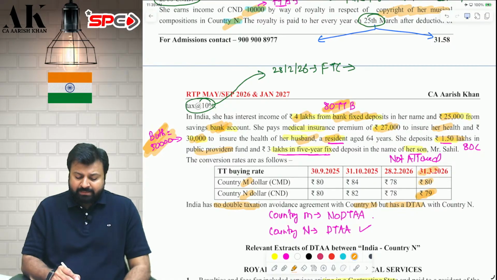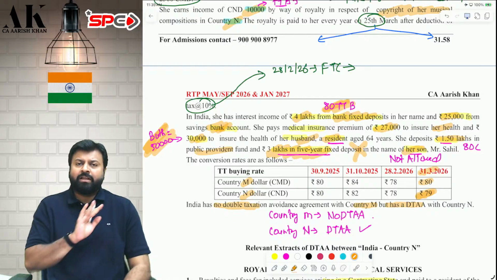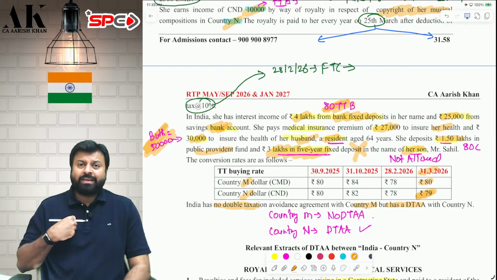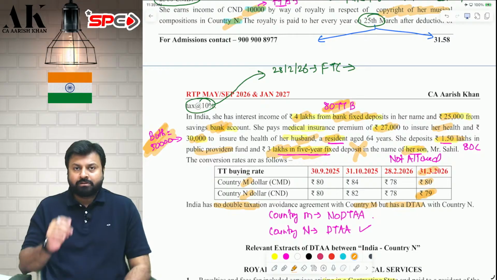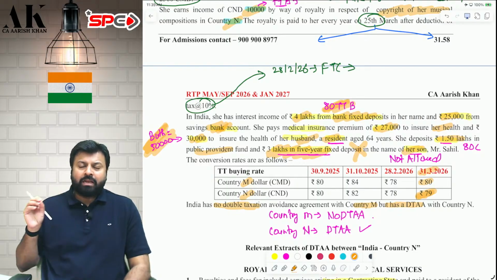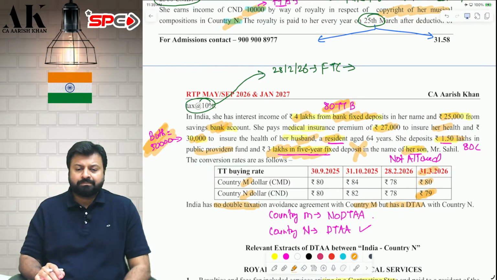And then she makes a 3 lakh rupees 5-year FD in the name of her son. In the name of a son, if you make an FD, you are not eligible for deduction. You should make it in your own name. So if you make it in the name of your son, then it is not allowed.